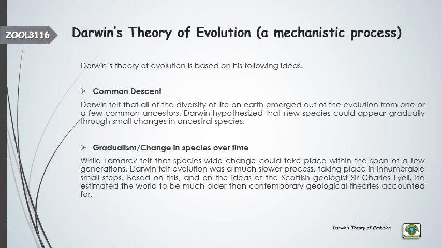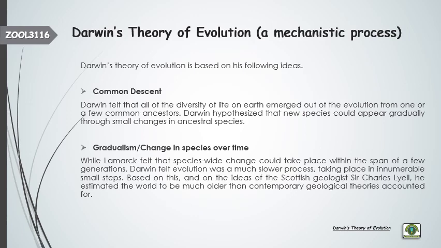First one was common descent. According to Darwin, the species or the organisms or the variety we have today have the same parents or same ancestor. They have originated from one or a few common ancestors, right? So Darwin hypothesized that new species could appear gradually through small changes in the ancestor species, as we discussed in our previous slides about the finches, that there was probably one ancestral seed-eater finch, and that the 14 different species of finches descended from it. So according to Darwin, organisms have common parents. This is what is called common descent.